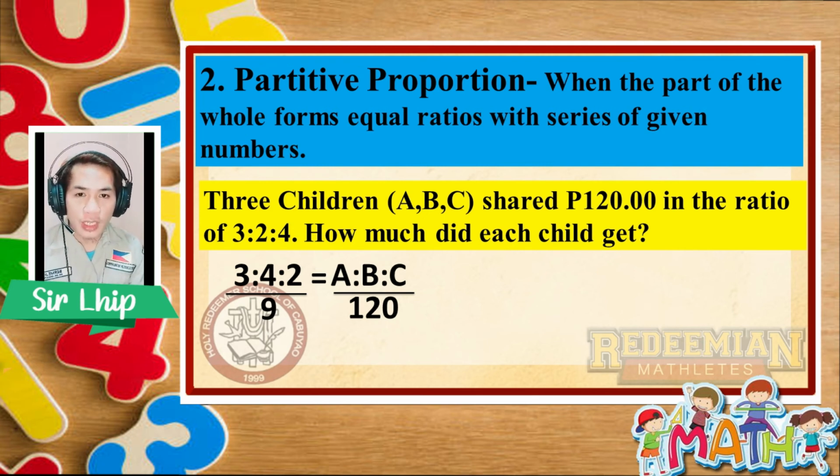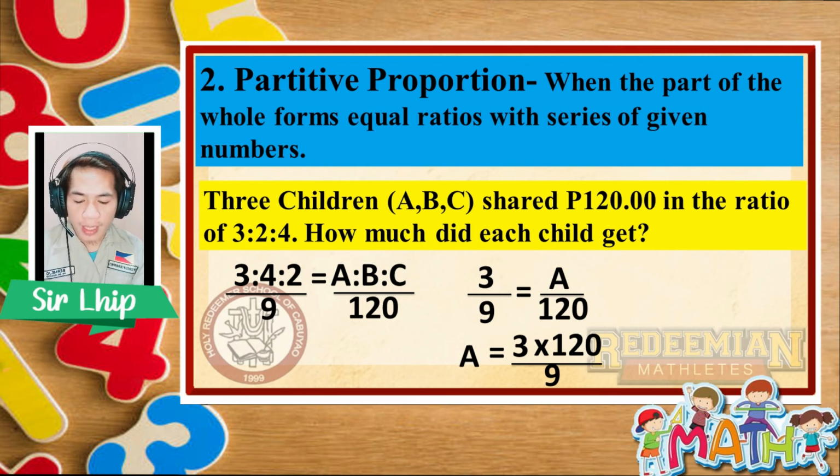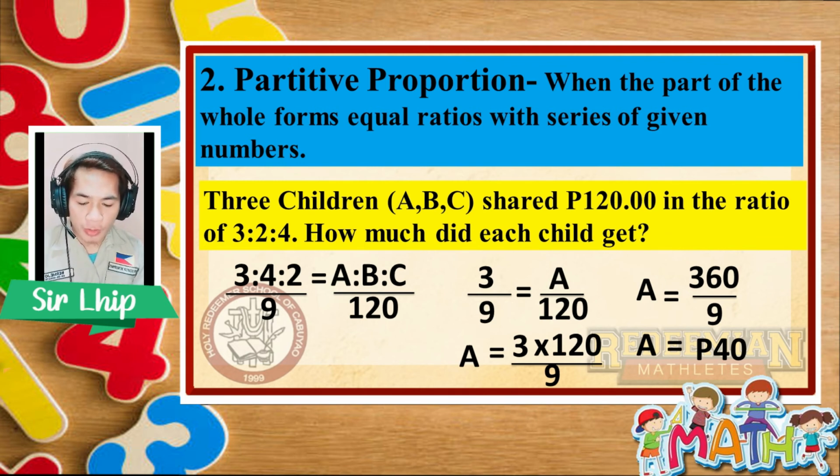First child is 3 over 9 and equals A over 120. To get his or her share, A equals 3 times 120 over 9. So 120 times 3 equals 360. So 360 divided by 9 is equal to 40. So the share of child A is 40 pesos.